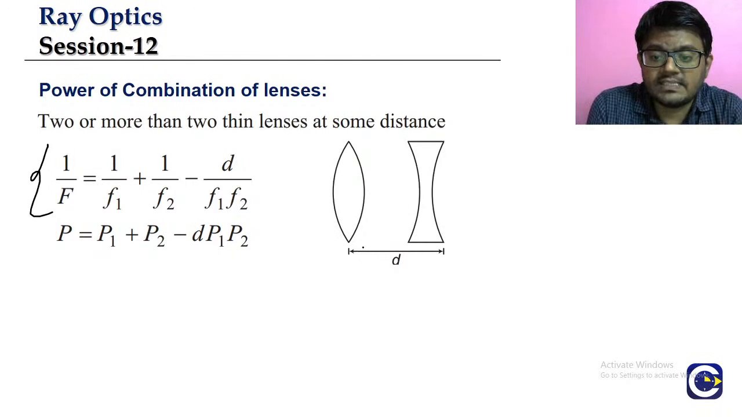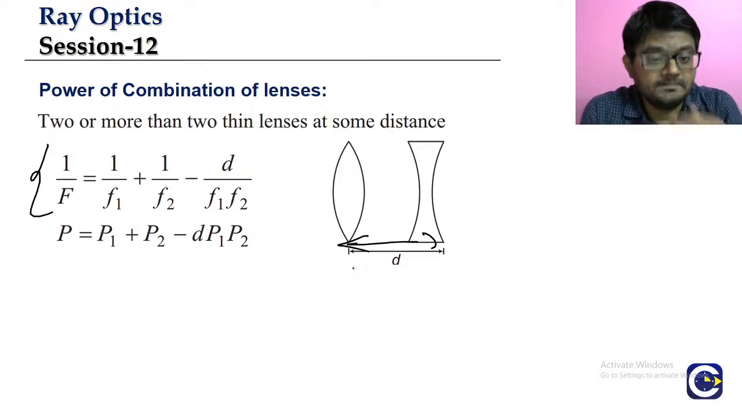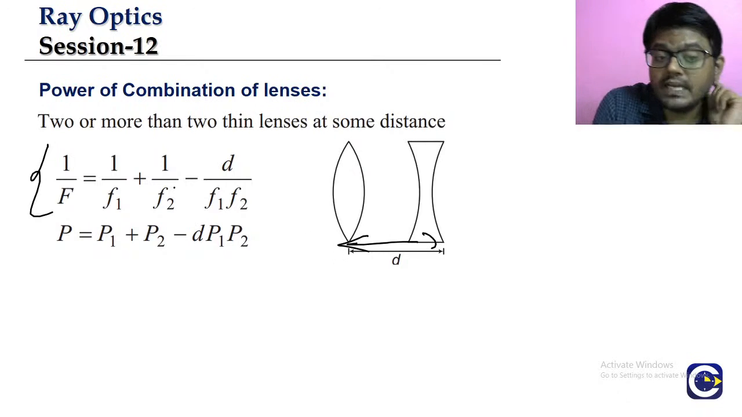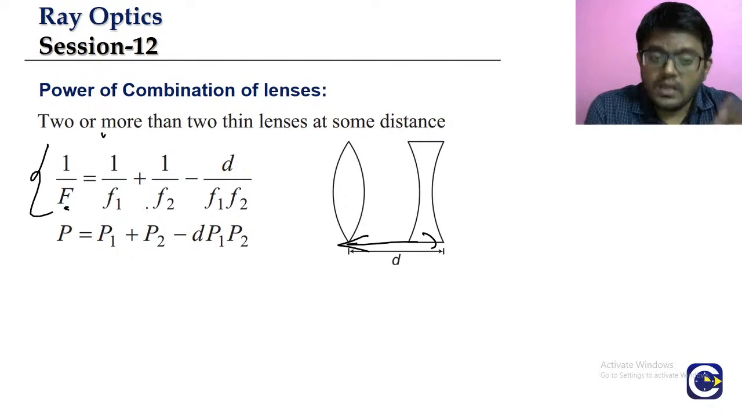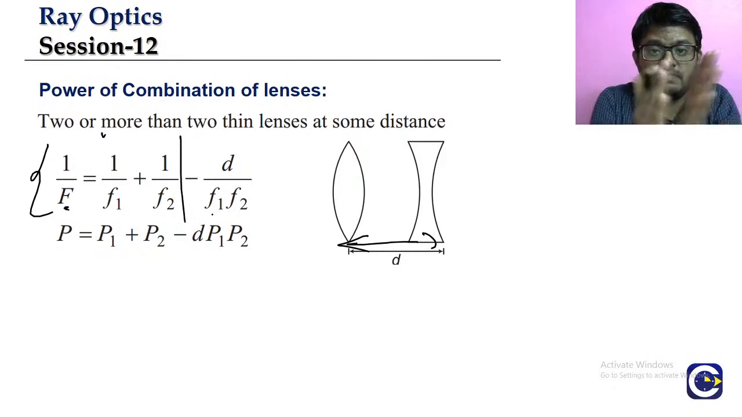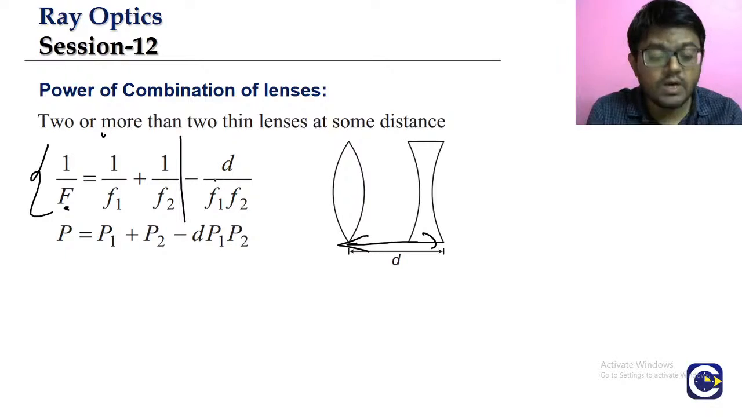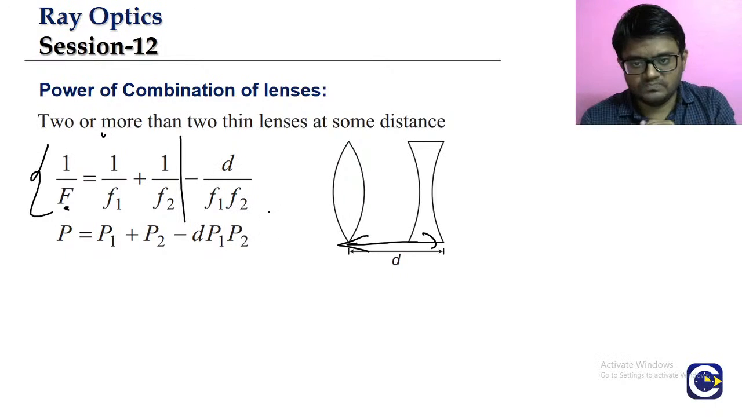So here the lenses are separated by a distance d. What is the effective focal length, given by 1 by capital F? 1 by F is equal to 1 by f1 plus 1 by f2. This is what we had before when we were keeping the two lenses together. Now what is the extra term? Minus d by f1 f2.